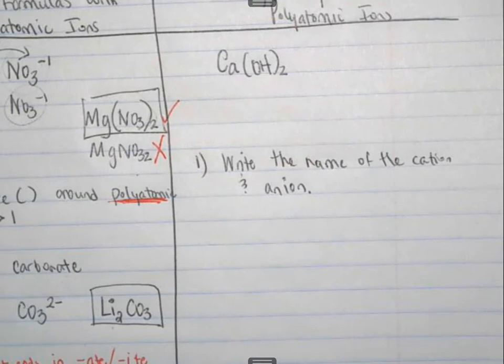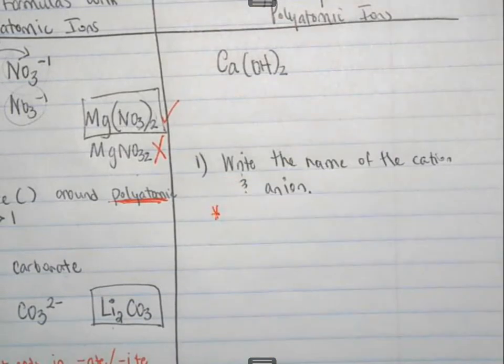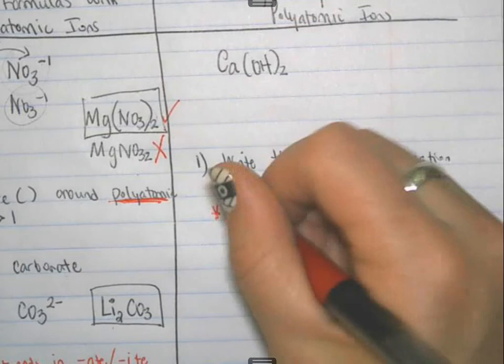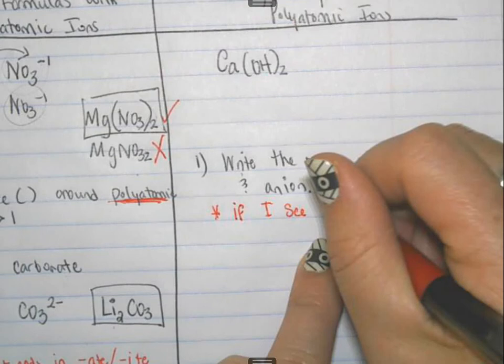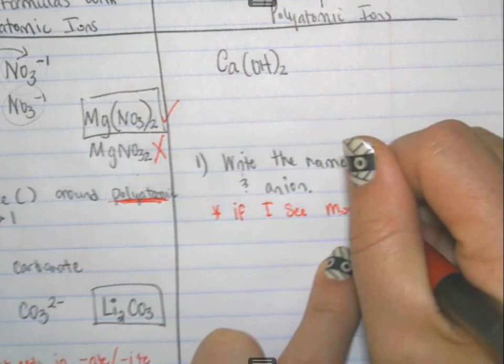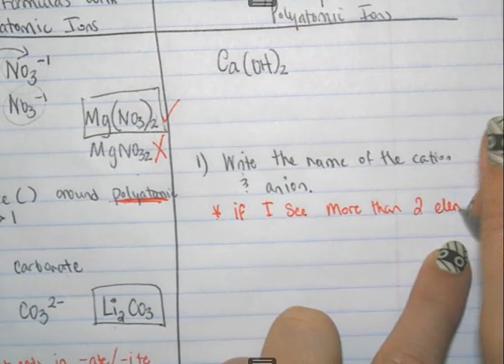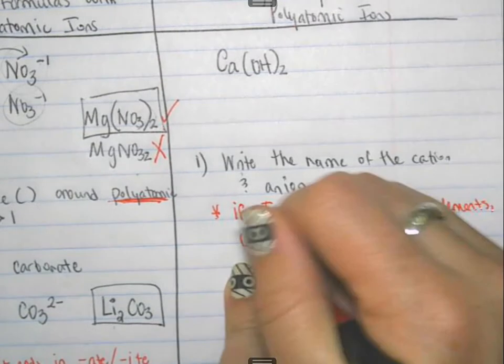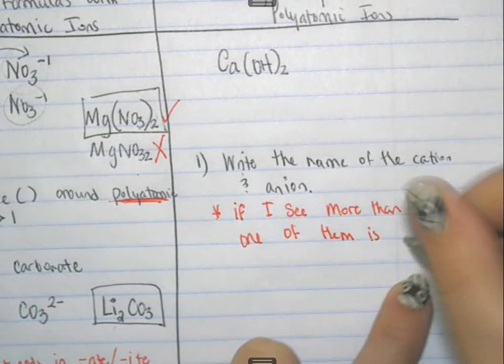There is a bit of a key here for you. I'll put it in red. If I see more than 2 elements, one of them is a polyatomic ion.